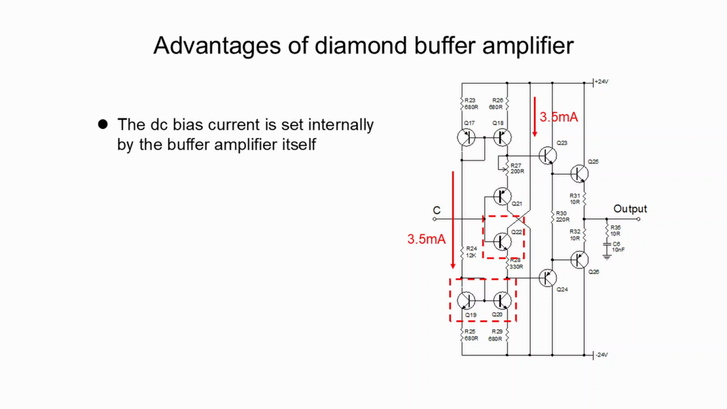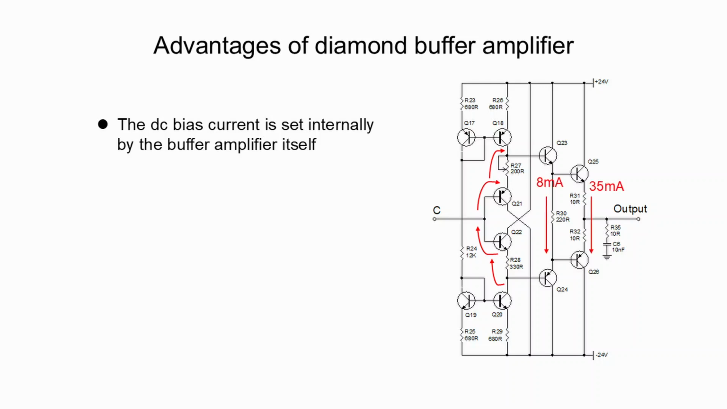After the DC bias currents are set up in Q21 and Q22, the total sum of the following voltages creates a DC voltage spread. The voltages are: 1. VBE of Q21, 2. VBE of Q22, 3. The DC voltage across resistor R27, and 4. The DC voltage across resistor R28. This DC voltage spread eventually sets up the DC bias currents for the next two emitter followers formed by transistors Q23 to Q26. Therefore, all these DC bias currents in the diamond buffer amplifier are independent from the second stage.